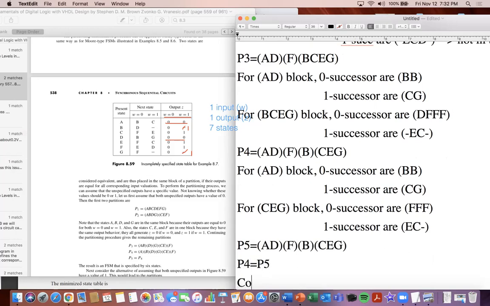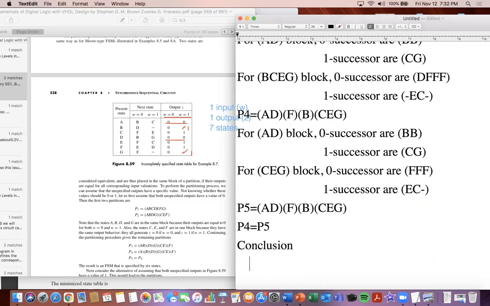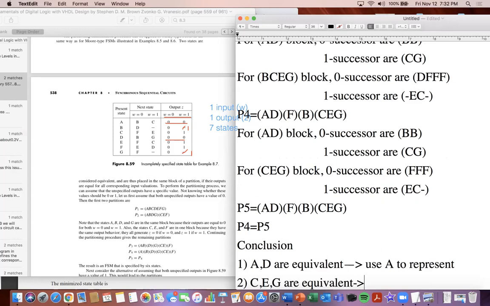And so then our conclusion is that A and D are equivalent. Use A to represent. And then C, E, G are equivalent. Use C to represent.